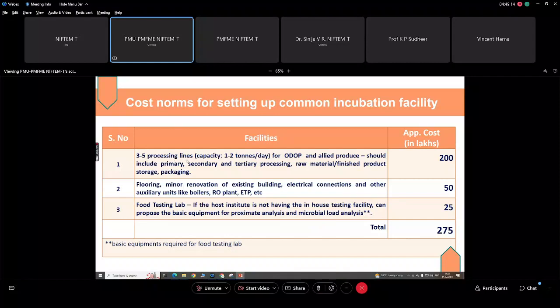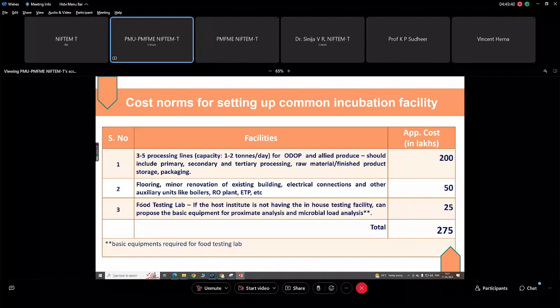3 to 5 processing lines has to be there. Capacity should be 1 to 2 tons per day for ODOP and allied produce. It includes primary, secondary, and tertiary processing. Then storage and packaging also, which will be having the approximate cost of around 200 lakhs. Then flooring and minor renovation, electrical connections, and other auxiliary units like boilers, RO plant, ETP. That is also ministry is providing funding, around 50 lakh rupees.